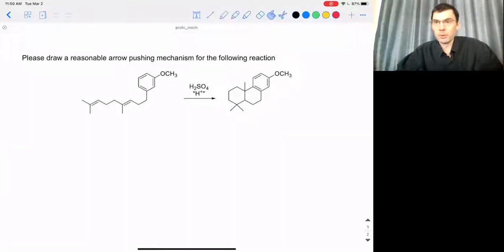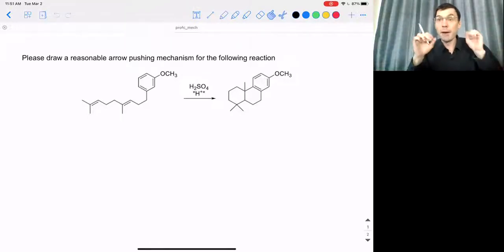In this video, what we're going to do is go over a relatively complicated arrow pushing mechanism, which is shown here. And as with all of our videos, what I encourage you to do is to take a second, kind of orient yourself as to what the problem is, and then actually pause the video and spend some time trying to solve the problem all on your own before you just watch the solution that I have.